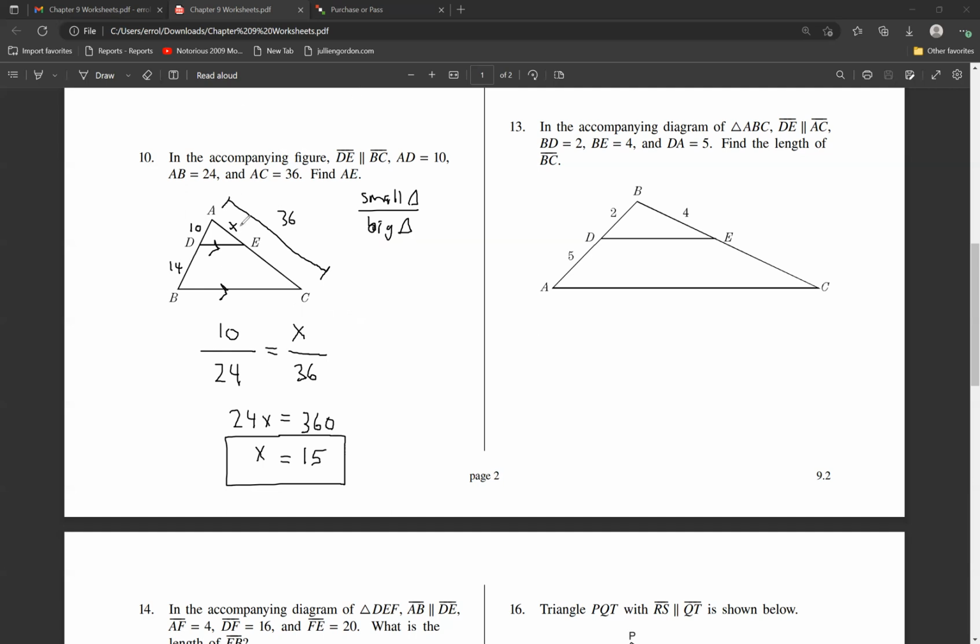So if this is 15 right here, how much is this from there to there? EC. If the whole thing's 36 and this is 15, how much is this? 21. There you go. Any questions on that? It's just a matter of practice. All these questions are the same thing. Same idea on all these questions: set up the right ratio. All right. You got 10? Can I erase it? All right.